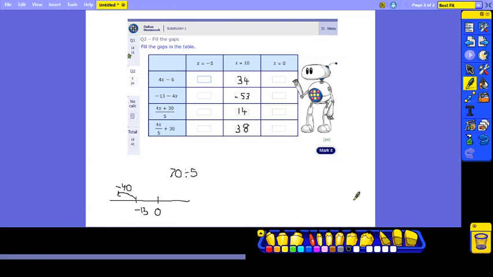I'm now going to do the same with a negative number, and I'm just going to rub this out so I can have a blank starting point. But that number line is going to be really important when I look at those negative numbers. So now I've got x is -5. So 4 lots of x take away 6. The first thing I'm going to do is 4 lots of -5. So I've got -5, -5, -5, -5. I have got -20. And then I'm taking away 6.